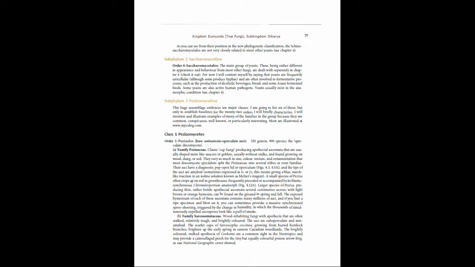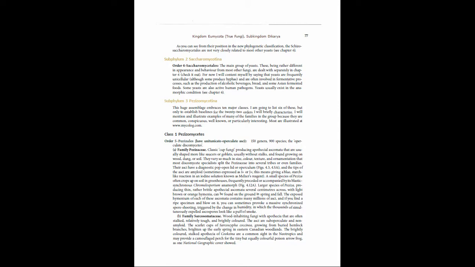Family Pezizaceae. Classic cup fungi producing apothecial ascomata that are usually shaped more like saucers or goblets, usually without stalks, and found growing on wood, dung, or soil. They vary so much in size, color, texture, and ornamentation that most Ascomycete specialists split the Pezizaceae into several tribes or even families. Their asci have a diagnostic pop-open lid or operculum, Figs 4.3, 4.5a, and the tips of the asci are amyloid, sometimes expressed as I+ or J+. This means giving a blue, starch-like reaction in an iodine solution known as Melzer's reagent.